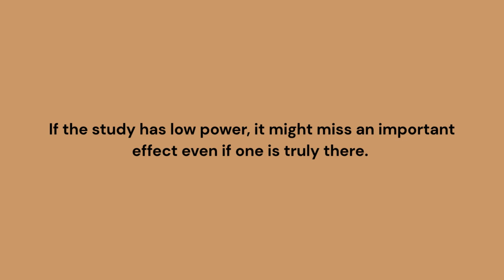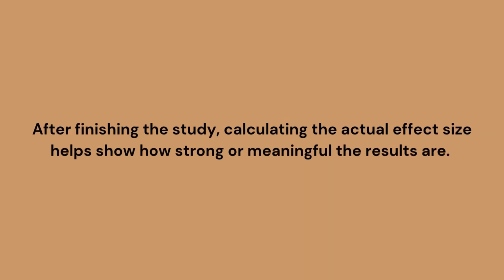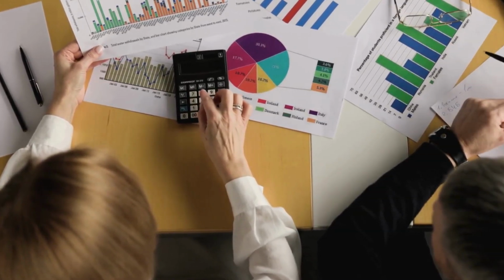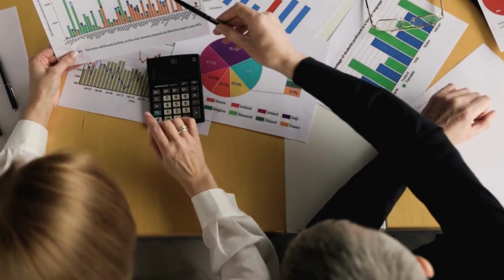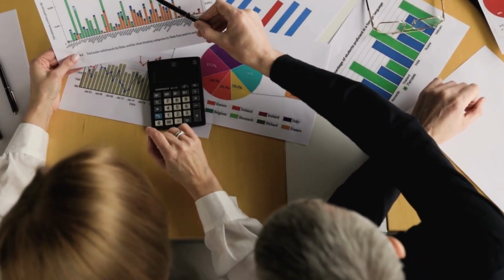If the study has low power, it might miss an important effect even if one is truly there. After finishing the study, calculating the actual effect size helps show how strong or meaningful the results are. Researchers also use these values later in meta-analysis, where results from many studies are compared to see the overall strength of an effect across different research areas.